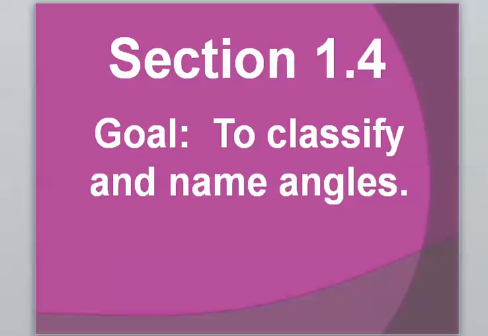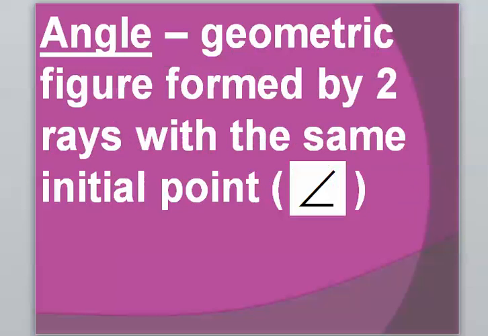Section 1.4 is to classify and name angles. An angle is a geometric figure formed by two rays with the same initial point. And this in the parentheses is a symbol for angle. So if I draw one ray with an initial point and then a ray that shares the same initial point, those form an angle.